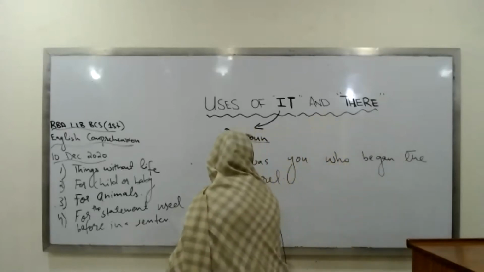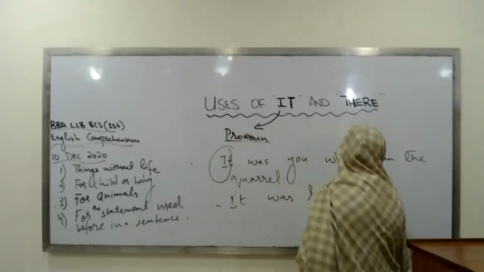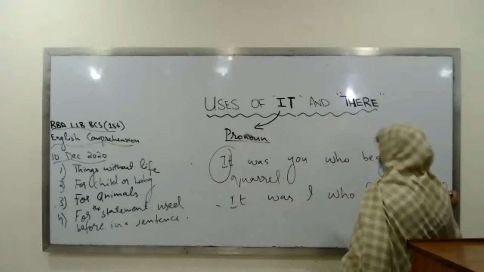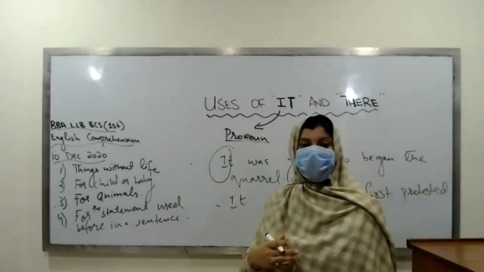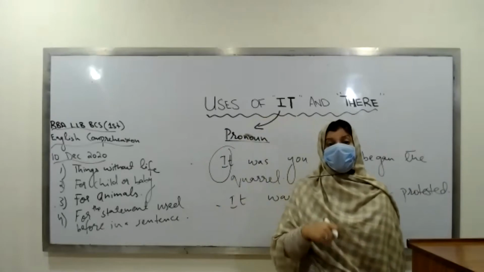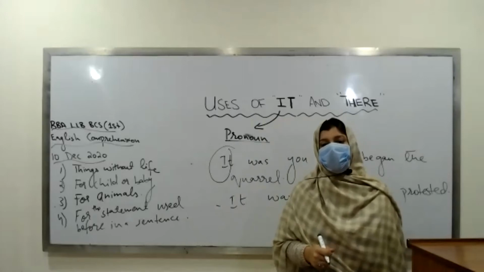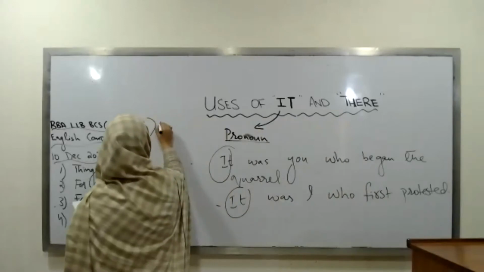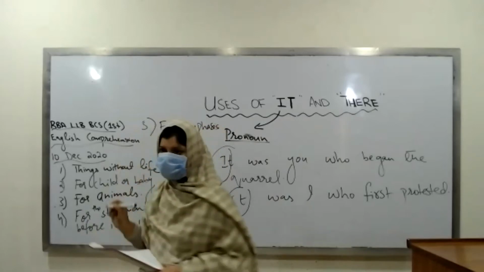Second example. It was I who first protested. मैंने ही इस चीज का प्रोटेस्ट किया है. तो फिर वहां पे आप क्या कर रहे हैं? You are actually enforcing this thing. You are ensuring this thing with the help of what? With the help of it. तो यहाँ पे according to the fifth use of it is that it is used for the sake of emphasis.